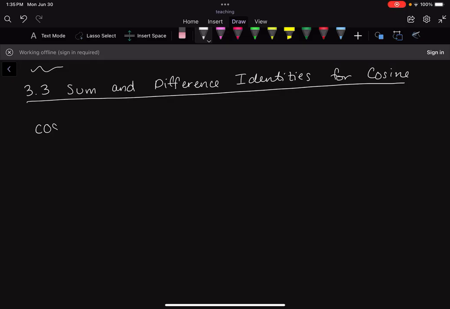So cosine alpha plus beta is equal to, and so you may think that it's as simple as just taking cosine of alpha and then cosine of beta and then just adding them together, but it's a bit more complicated than that. Here's what the identity looks like. Cosine alpha times cosine beta minus sine alpha times sine beta.